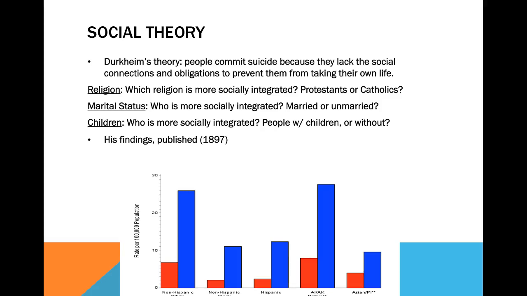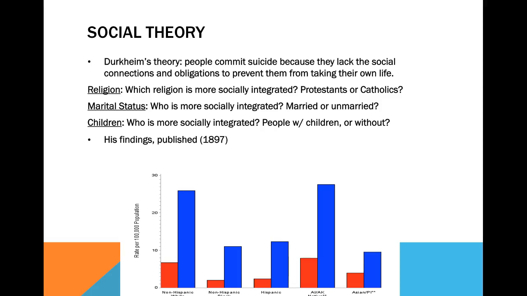So your children do allow for you to have a larger social network, and that is why people with children are more socially integrated. So what were his findings on his landmark study on suicide, which was published in 1897?